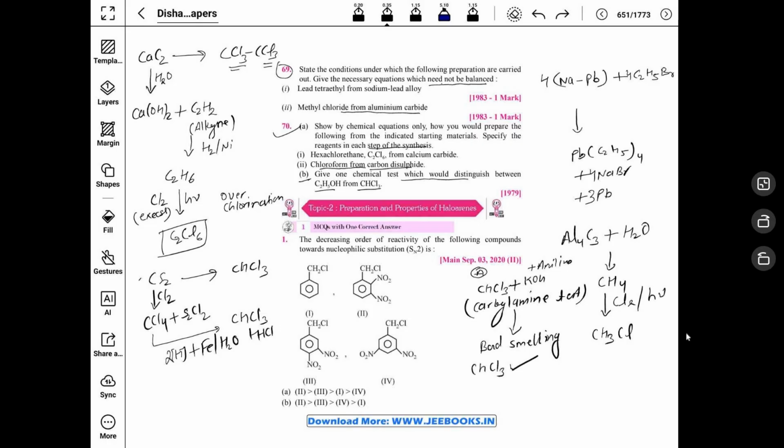But if you don't see any bad smell, then it will be ethanol, because the bad smell comes from the formation of isocyanide when you have chloroform in the reaction mixture. But ethanol will not give this test.